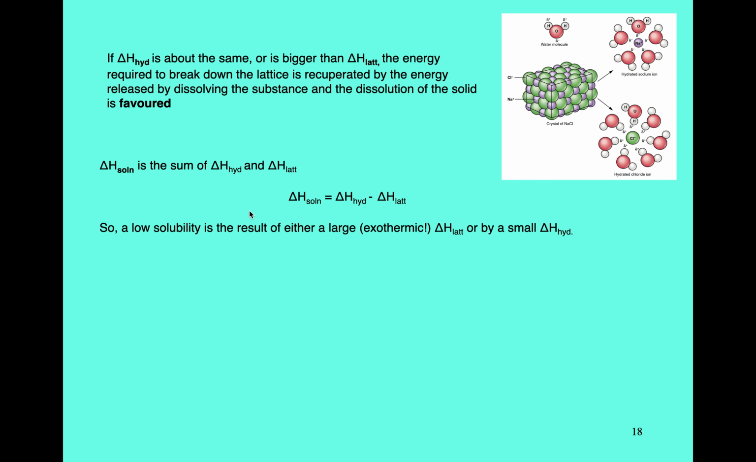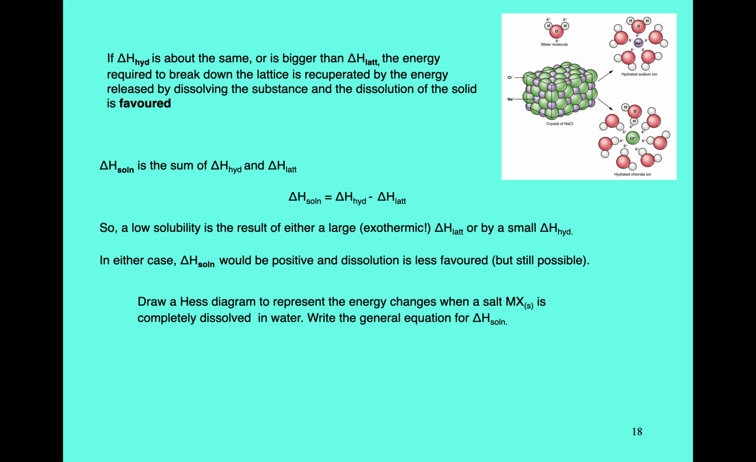Okay, so low solubility can be the result of large delta H lat, if this is very big, very strong lattice, or a small sum of hydration enthalpies. It's always going to be a combination of a play on the comparison between these two numbers, isn't it? Delta H solution is positive if that's the case, and dissolution would be less favoured. Still possible. We'll talk about that later on.